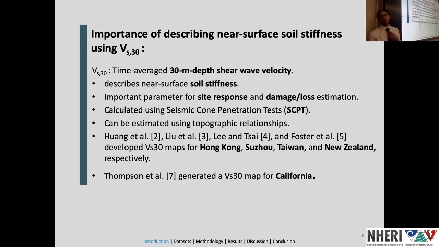And so Huang et al., Li et al., Li and Tsai, and Foster all developed Vs30 maps for Hong Kong, Suzhou, Taiwan, and New Zealand, respectively. And Thompson et al. also developed a Vs30 map for California in particular. So it's definitely a widely used metric, and more researchers are looking into accurately predicting Vs30 for site response estimations.